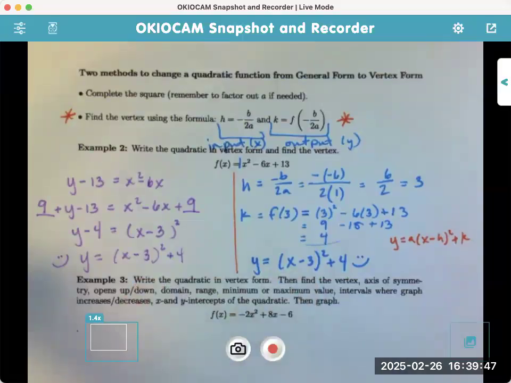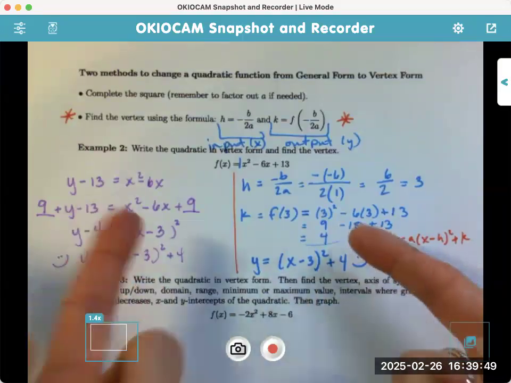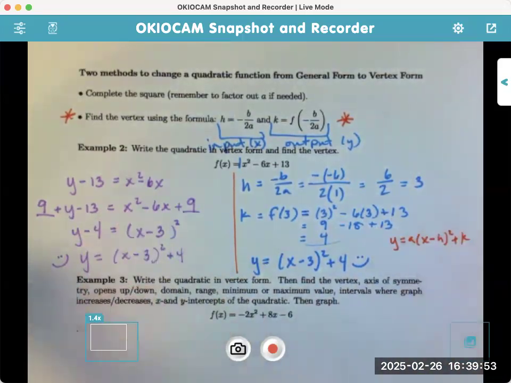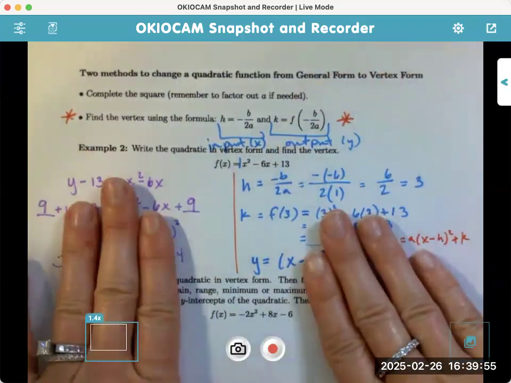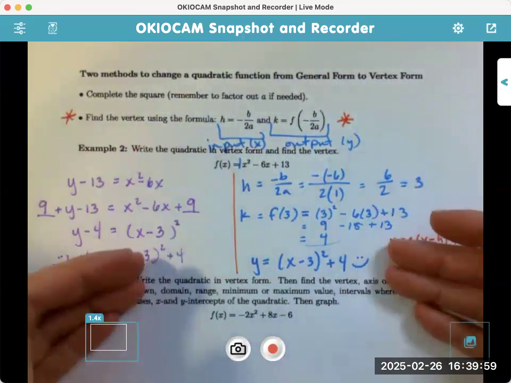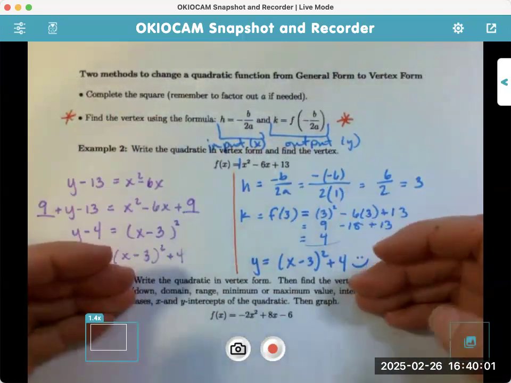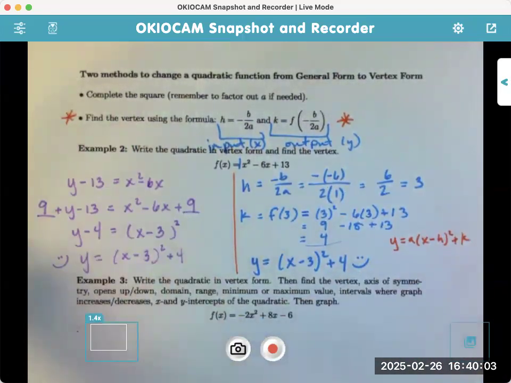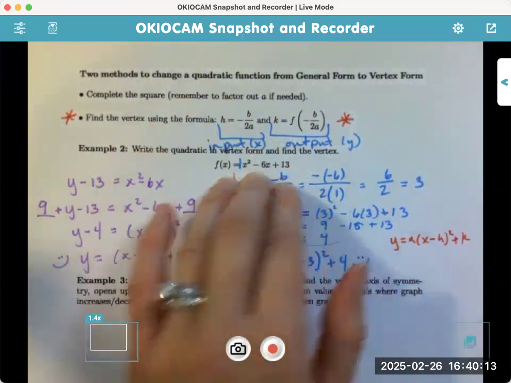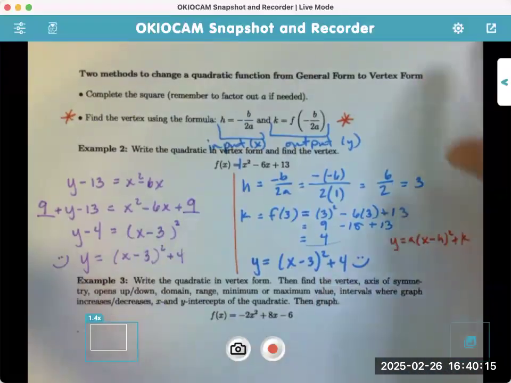I don't care. I just want you to know one way. Like, I mean, I don't care if you do left or right, purple or blue. I do care if you know how to go from standard to vertex. I do care about that. Okay. How you do it, as long as you do it legally, right? No cheating, no shadiness, right? I just need you to go from what we call general form to vertex form.